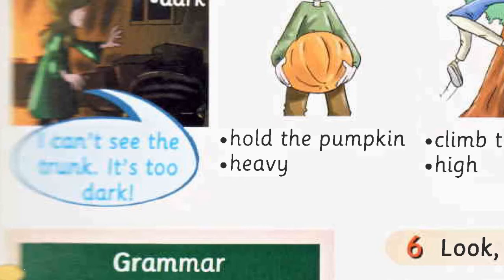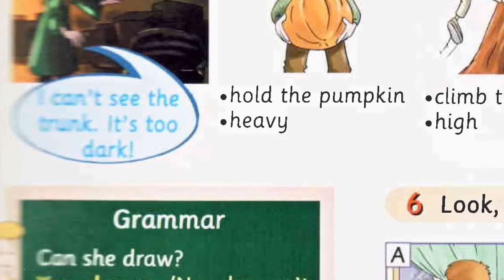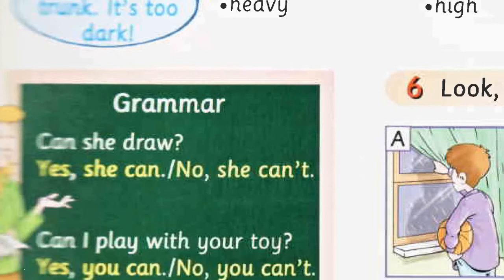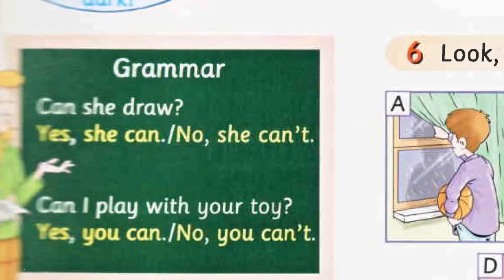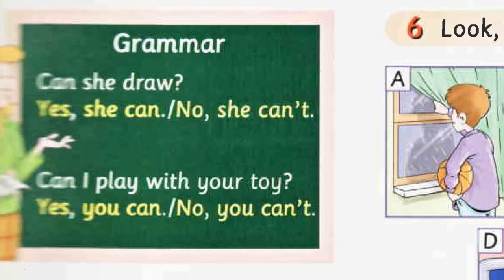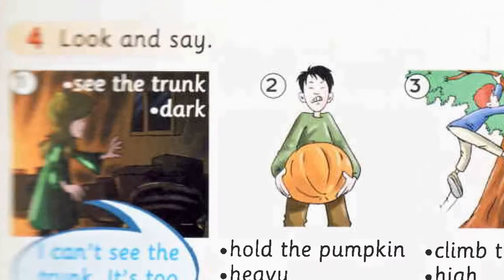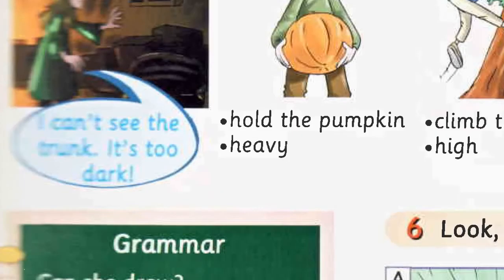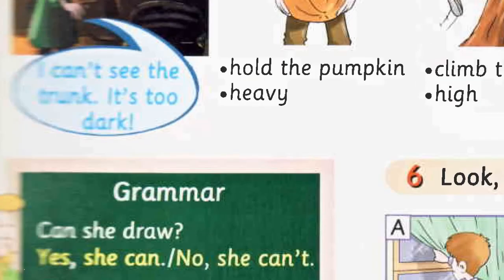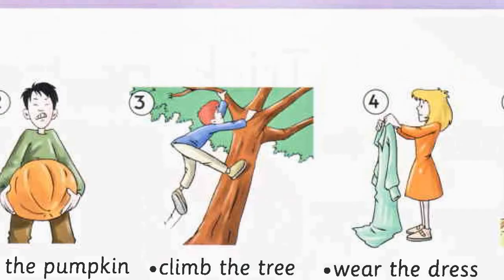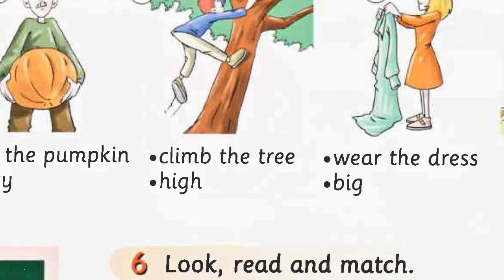Can is called a modal verb. In a positive form, I can see. In the negative, I can't see. And in the question, can I see? When you get a question, you can answer yes, you can, or no, you can't. For example, we practiced sentences like I can't see the trunk, it's too dark. I can't climb the tree, it's too high.